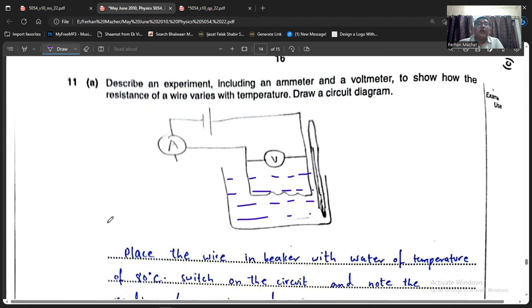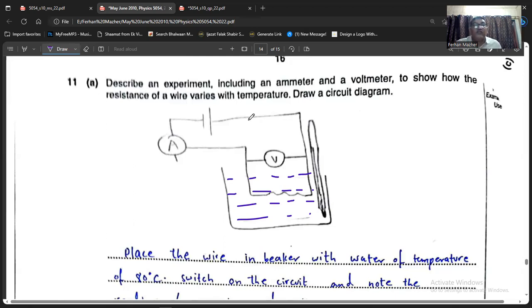And here we have a thermometer with it. So what I will do, I will pour hot water, and suppose the temperature of the water from the thermometer I know is 80. And suppose I want to do this reading when the temperature is, suppose, 70. So I will wait. When the temperature becomes 70, I will close the circuit.